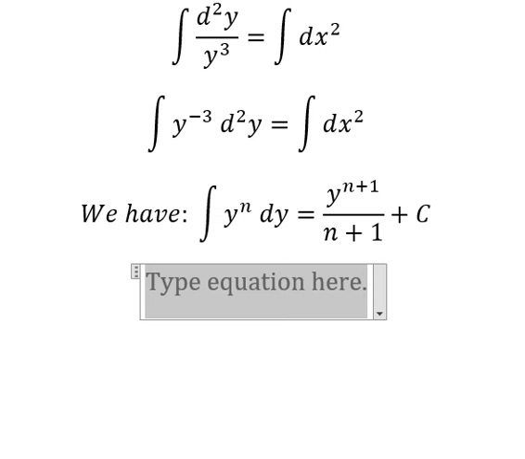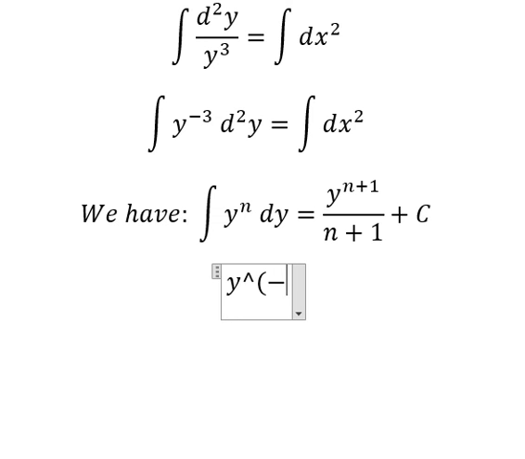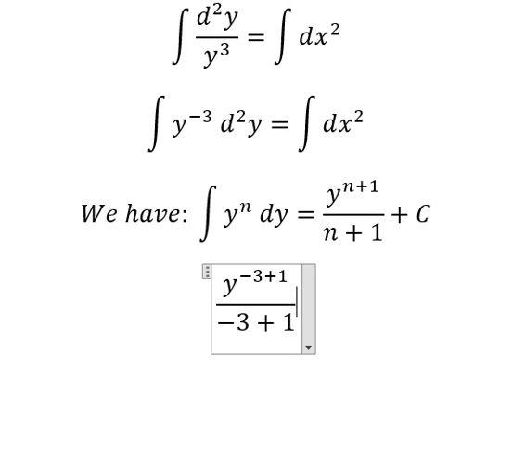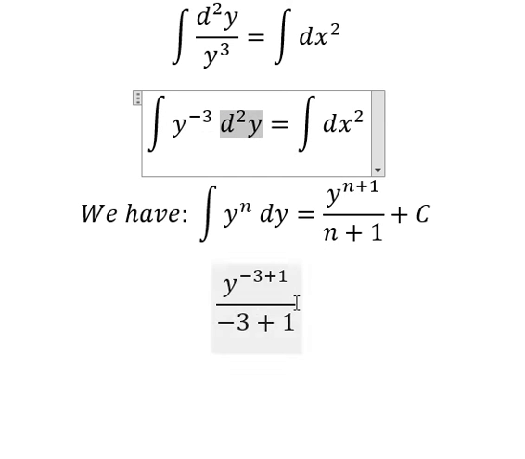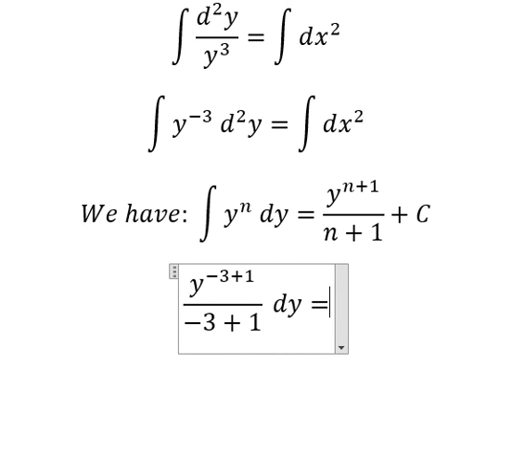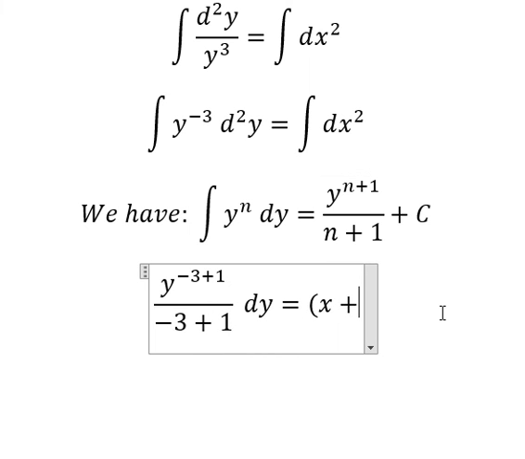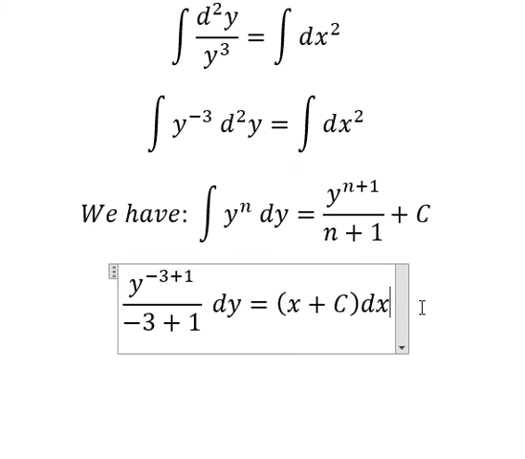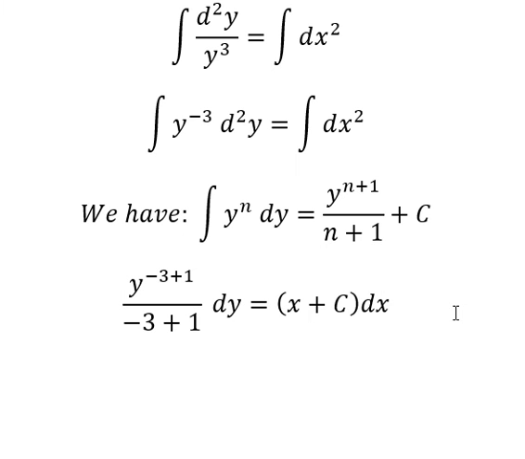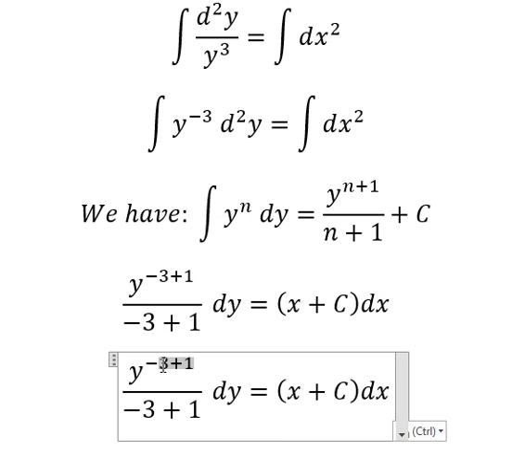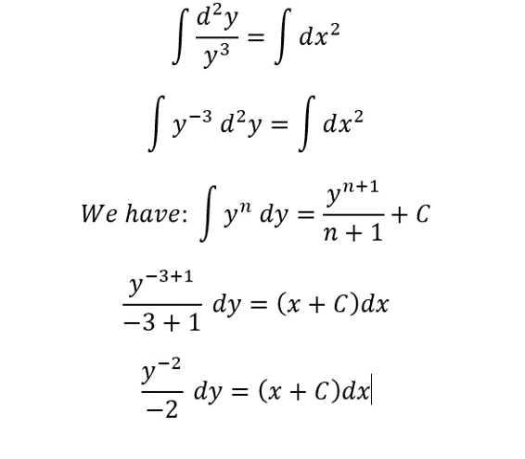And we have y to the power of negative 3 plus 1 over negative 3 plus 1. Because this integration reduces the power of this one, so we have dy in here. The integration of this one, we have s plus c. So this one we have negative 2. This one we have negative 2.